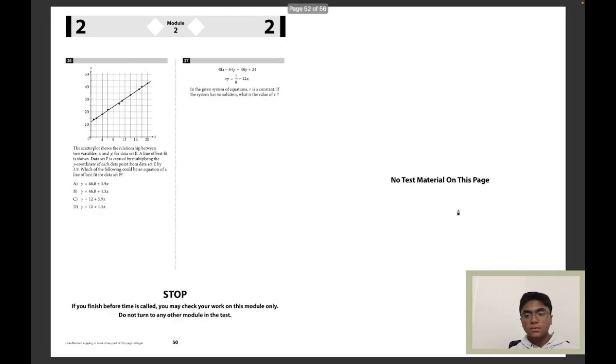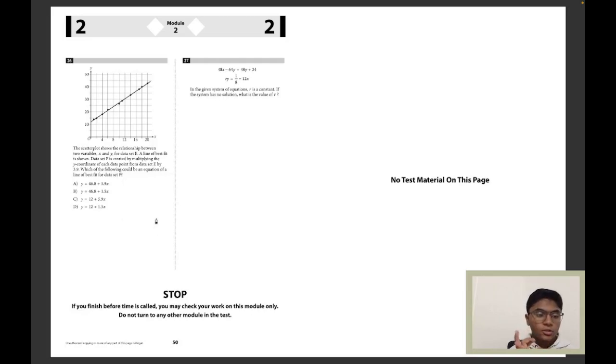25 is A. Okay. The scatter plot shows the relationship between two variables, x and y, for data set E. The line of best fit is shown, and data set F is multiplying the y coordinate of each point from set E by 3.9. Which of the following is an equation of the line of best fit for data set F?